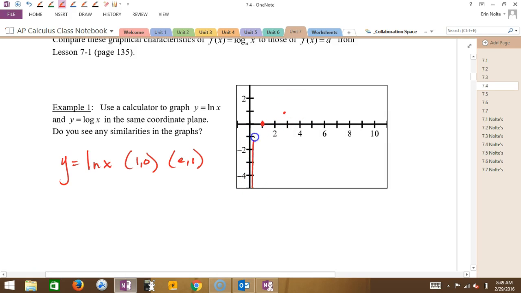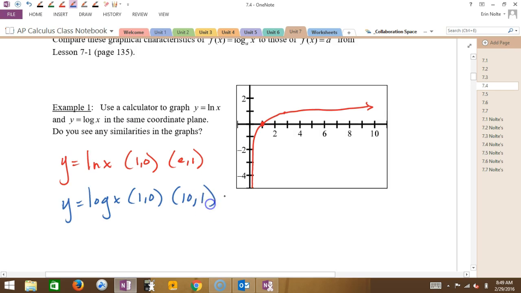Do they look super similar? One is a little bit steeper than the other one, right? They both have vertical asymptotes at x equals 0. They both have the same exact reference point. They both cross at 1. But they have different second points.